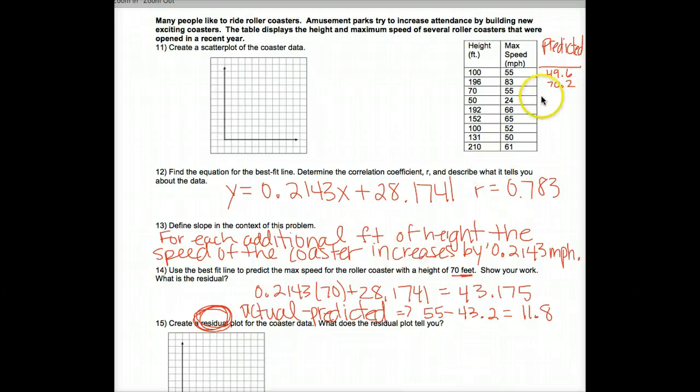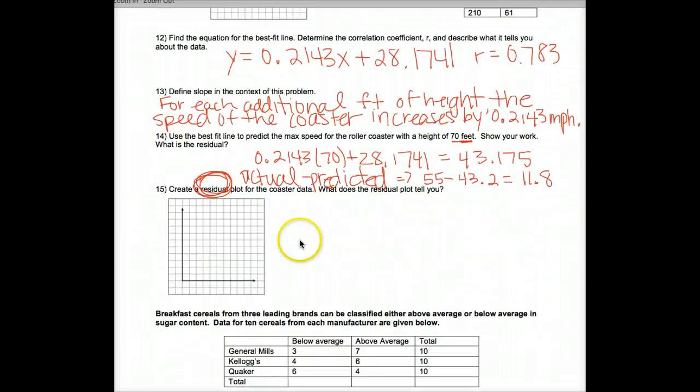This is so important because that's how we get our residuals. The actual, which is 55, minus the predicted, which is 49.6, gives me my first residual. Then I subtract here to get my second residual. So the residual plot that I had when we went over this review in class had all of those values plotted.